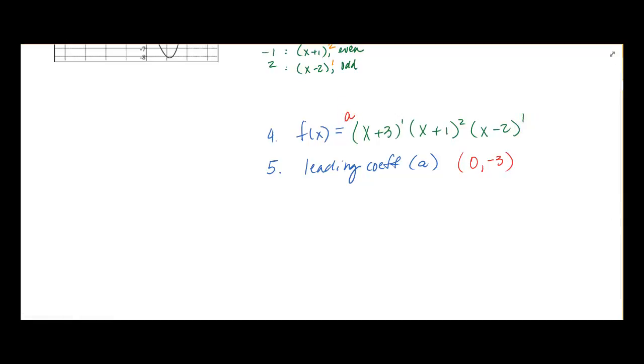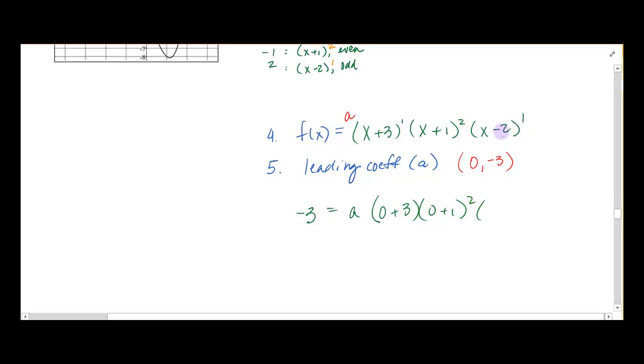So it looks like this. If I were to let -3 be my f of x or y value, then I have a times, and everywhere in my function I have an x, I'm going to replace it with a 0. So I have 0 plus 3, (0 plus 1) squared, (0 minus 2) to the first.